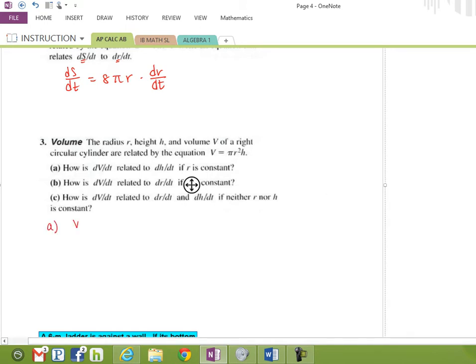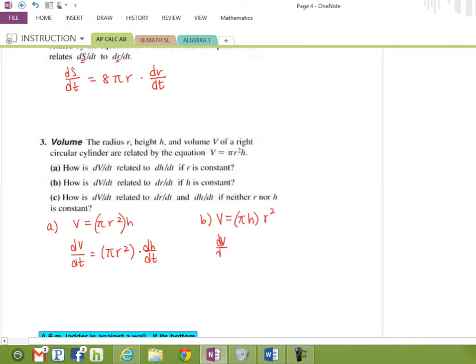What that does, I'm going to rewrite it here, it makes this whole piece a constant. So if we're doing this with respect to t, this one's pretty easy. We bring down our constant, multiply it by the derivative of h, which is our only variable, with respect to t. So that one's done. But letter B, now h is constant. So V is equal to, and I'm going to rewrite it so that the h is with the pi, and then times r squared. Same rule as before. Bring down the constant multiple, and then multiply it by the derivative of r squared, which is 2r, times dr/dt.